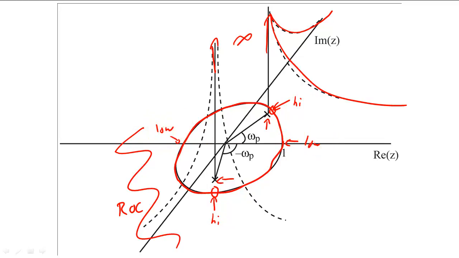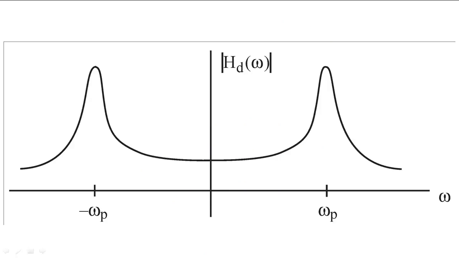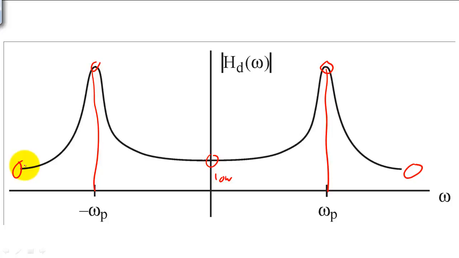So this might be an acceptable sketch of the magnitude of the function. The filter would have maximum magnitude at negative omega p and omega p and slowly drape down towards zero. Because there are no zeros on this plot, we would also have to make sure that the sketch never reaches zero.